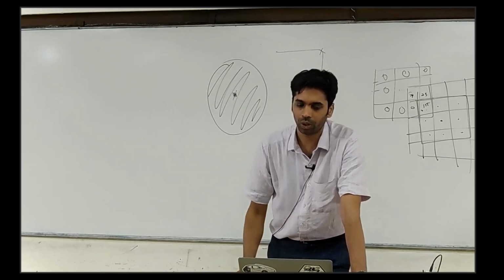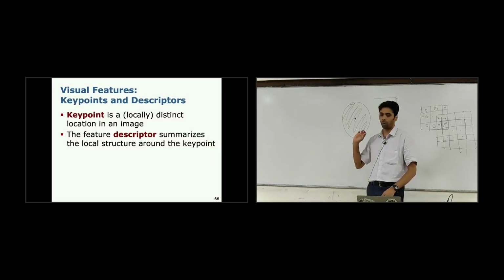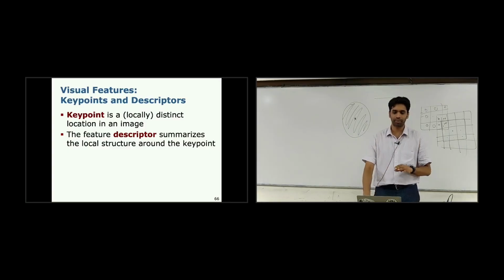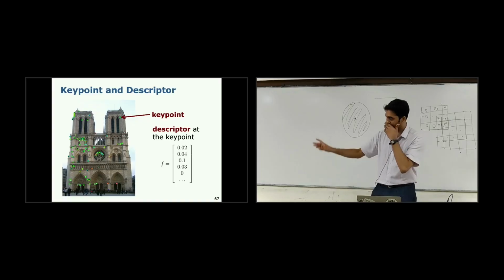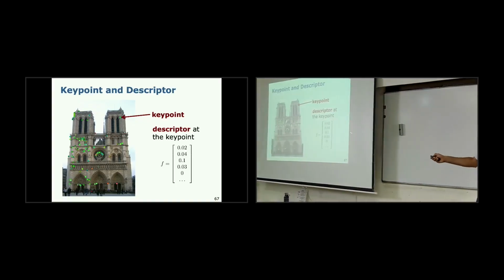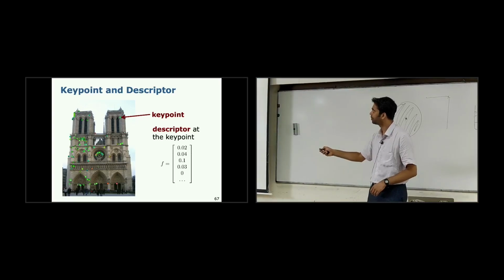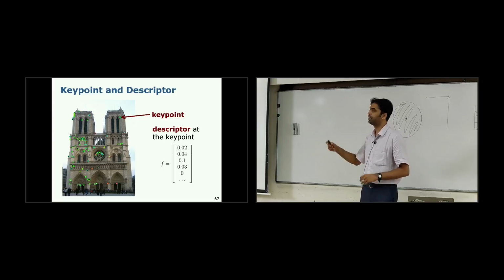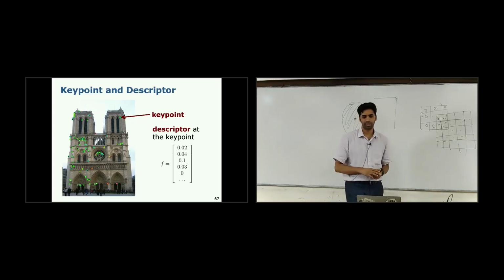So previously we saw key points, which are locally distinct locations. Now we'll see how to come up with the descriptor for that key point, which summarizes the structure. We had this before also. We said that we'll create this vector. So for now we know how to locate them, so key point is done. Now we want to know how to come up with the array which describes the area around it in the image.